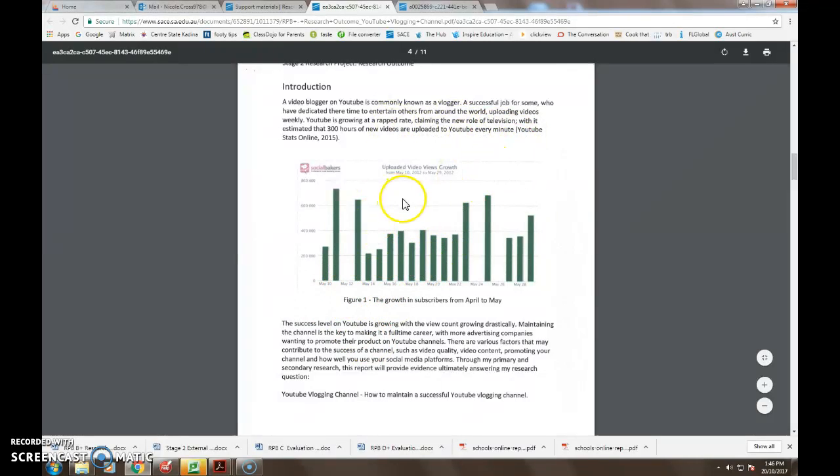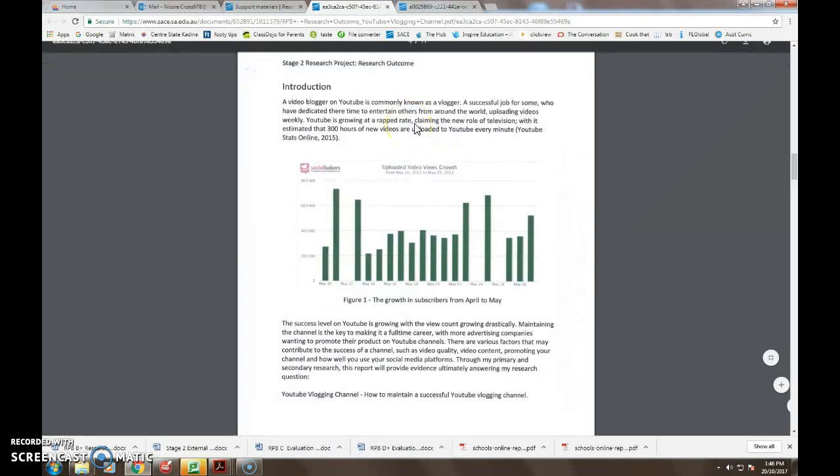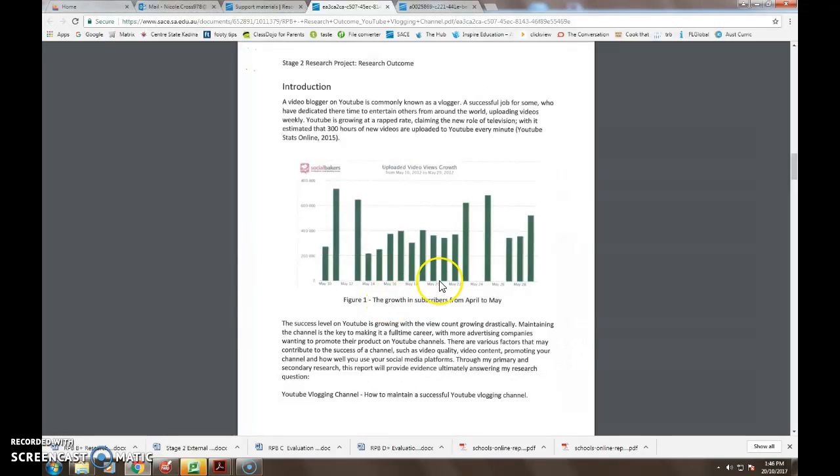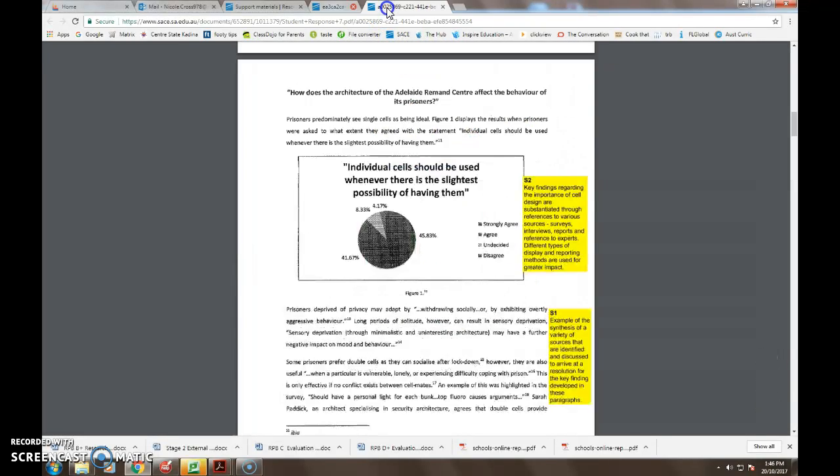So the way that they could improve this, uploading videos is growing at a rapid rate, and inserting a sentence in there, as can be seen in figure 1, there is a growth in subscribers to uploading videos. Okay, so a quick reference to that graph would have further substantiated what the student was saying. So that's one example of how that could be incorporated.